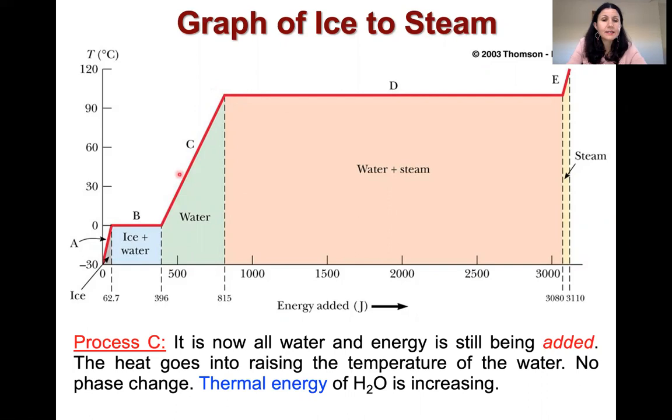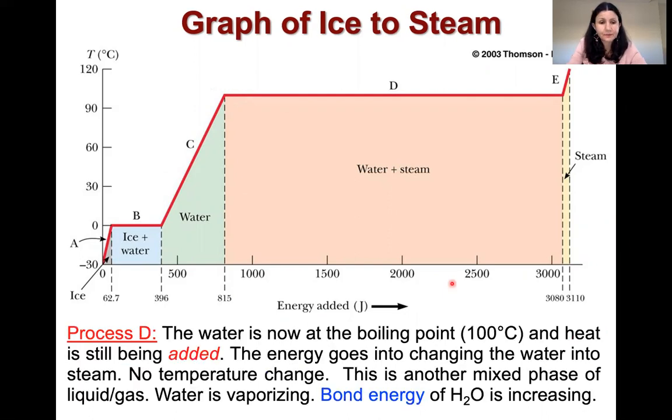So in process C, what is that energy that's changing? It's thermal energy, because remember, thermal energy changes when there's a change in temperature. And here, as you see throughout the whole process, we have an increase in temperature. So thermal energy of water is increasing.